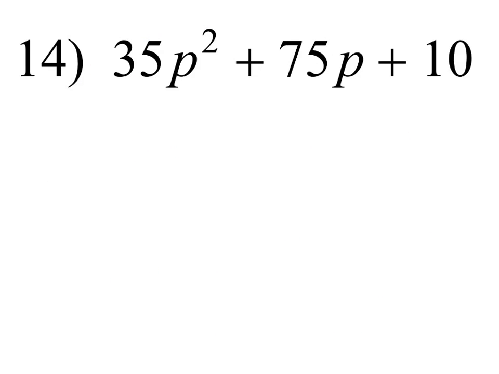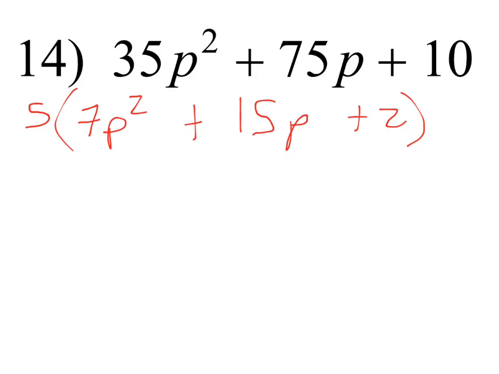Number 14, so this one's got some bigger numbers in it. What you can do to try to address that issue is get rid of a common factor. Well, 5 goes into all those evenly, so we'll take the 5, put it out front. 35 divided by 5 gives you 7. And then the 75 divided by 5 is going to give you 15. And then the 10 divided by 5 gives you 2 on the end. And now we factor out the 5. This is a lot smaller.